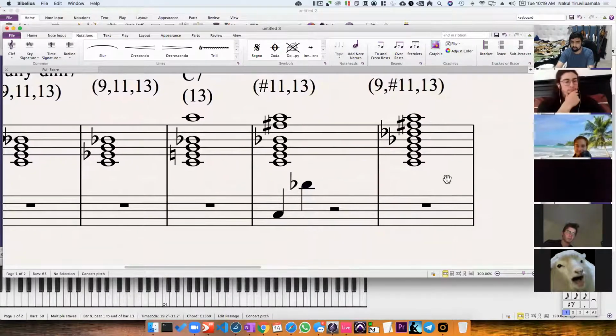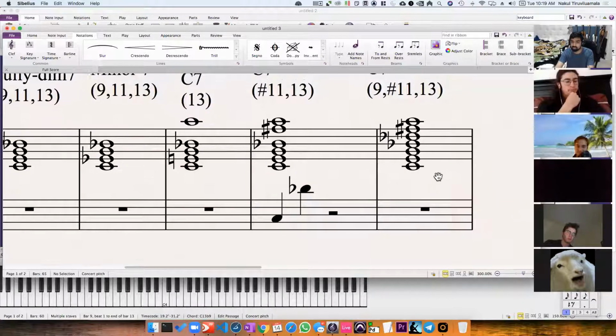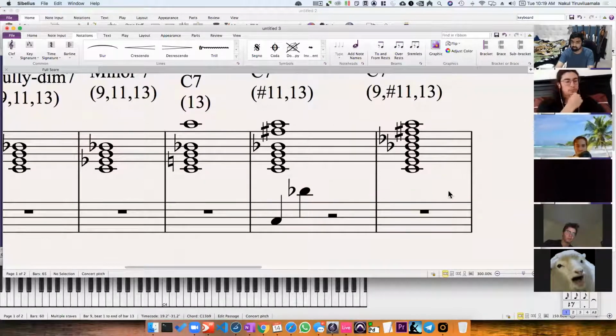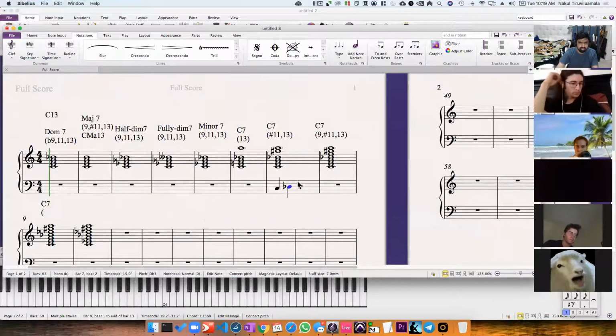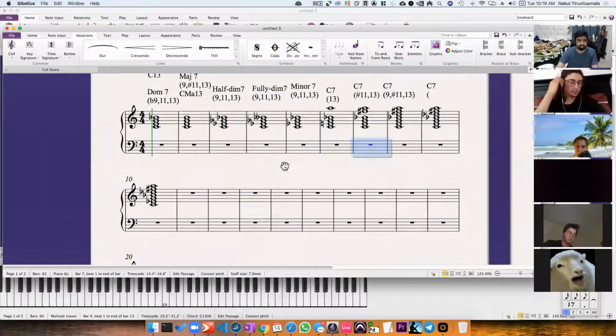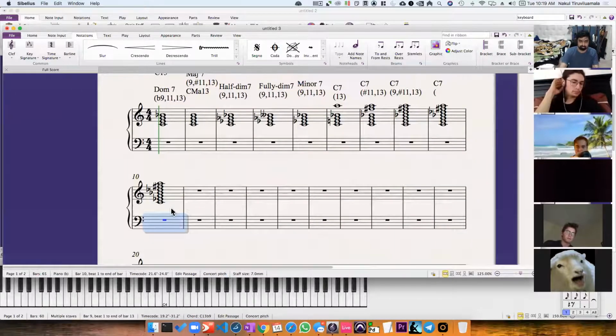Sorry, I think I got rid of one of the notes. So I put the flat in the wrong place. I meant to say that this is, wait a second. Sorry, give me a second. That was correct, it just got moved down here.